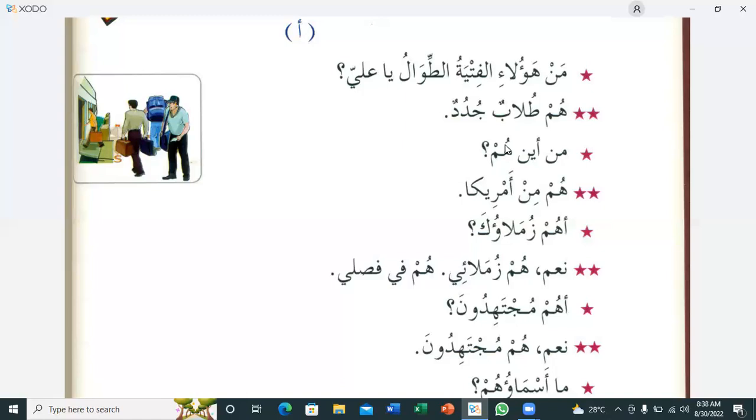Ahum zumalauka. Try to pronounce it. Ahum zumalauka, are they your classmates? Naam, hum zumalai. Yes, they are my classmates. Hum fi fasli. They are in my class.